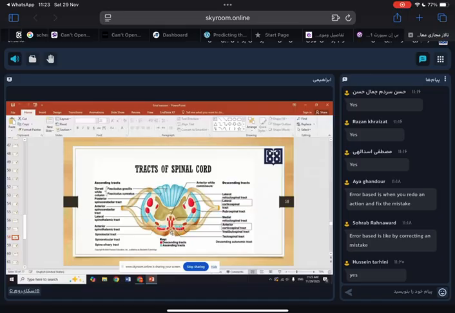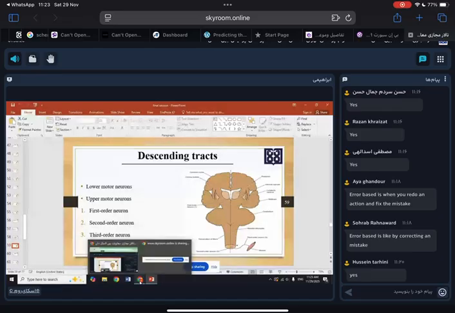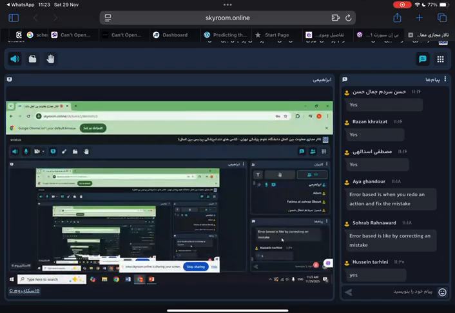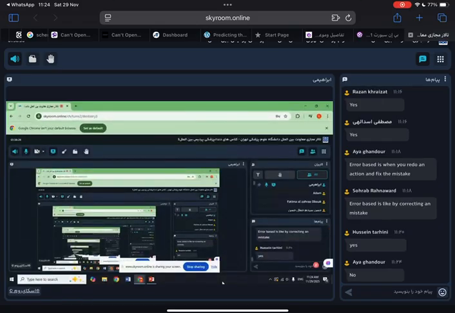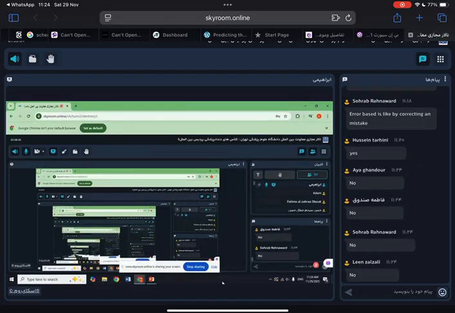Sensory information which comes from the spinal cord and goes to the upper part. These tracts were the ascending tract. Do you have any questions about the ascending tract? If you have a question, ask, and if you don't have a question, we go to the descending tract.